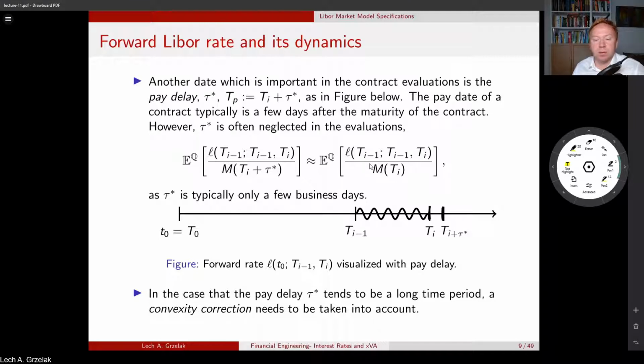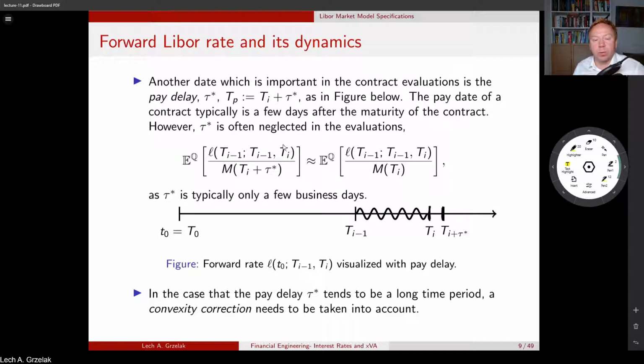This is much handier, especially if the tau that we have used here is very small, and the distance between ti and ti plus tau is small, then the effect of this approximation is very small. Later in this course, I'll be talking about this kind of phenomenon where we have a pay date at one date, however, the underlying measure corresponds to a different date. So there is a mismatch between the payment of the product and the discounting. Then we have to deal with the so-called convexity adjustment.